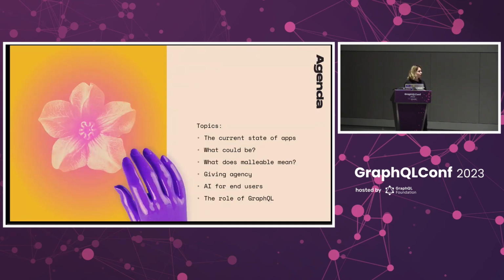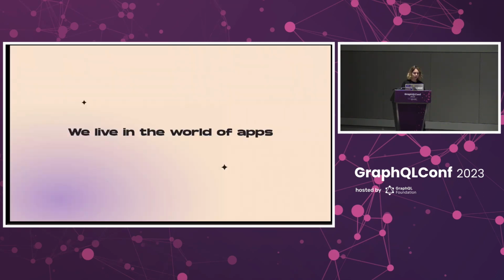So I want to cover a few topics today. I want to talk about what is malleable software. I want to talk about how to give people agency to create and change applications that they use, and how AI and GraphQL can empower that.